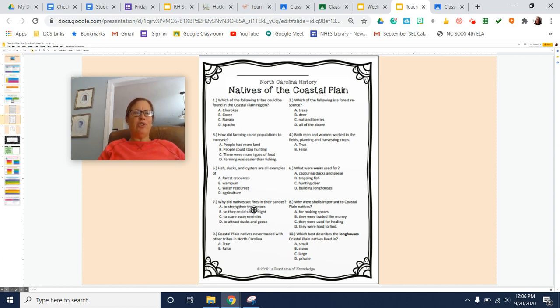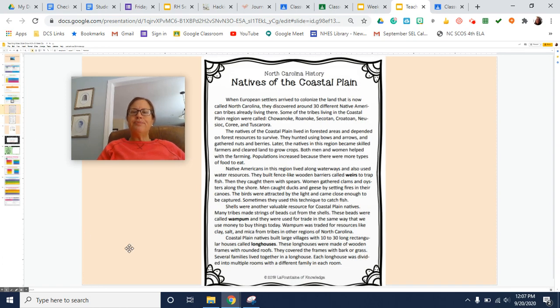Now that was an unusual detail. Why are they lighting fires in their canoes? Let's go find that in the text. It's right here. Setting fires. Press pause now and come up with your answer for number 7.